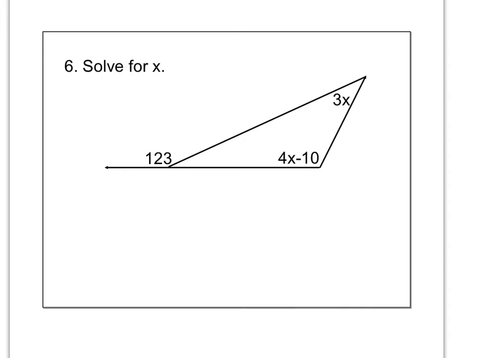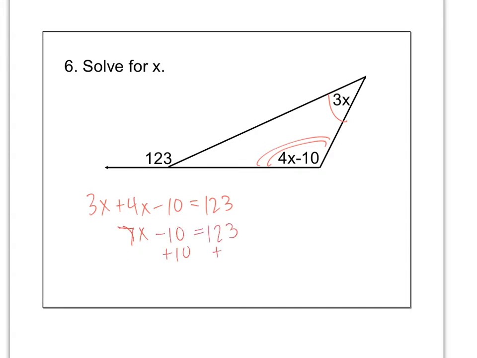You're going to use the same rule here. The two remote interior angles, so these two angles right here, will add up to the exterior angle. So 3x plus the 4x minus 10 will equal 123. 7x minus 10 equals 123. Add your 10. 7x equals 133. And I just used my calculator. If I do 133 divide by 7, I get x equals 19. And we are done.